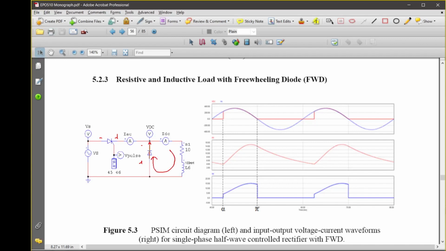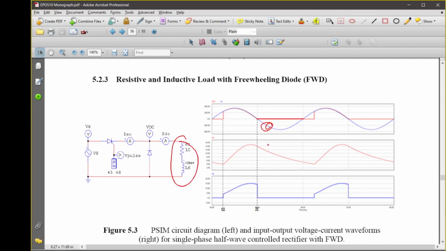Okay, so the diode turns on and appears as a short circuit, and therefore VDC will be equal to 0. That's why, if you look at this part, the output voltage becomes 0. So there is no more negative area here. The output voltage becomes 0 until the next cycle. So there is no negative voltage, and therefore the average output voltage is higher, even though we have R plus L at the output.